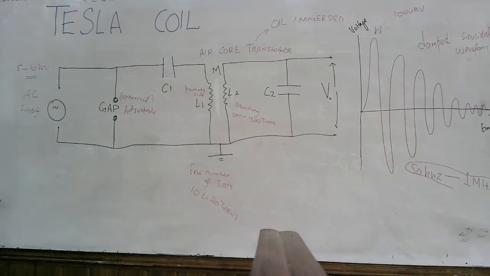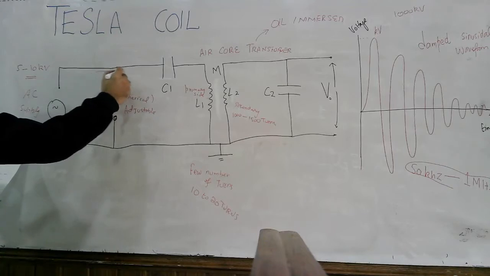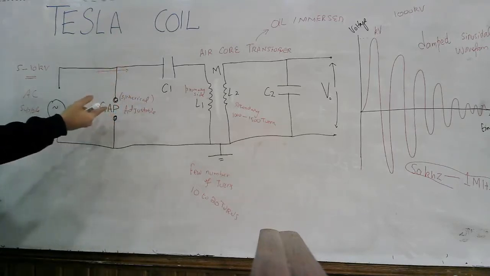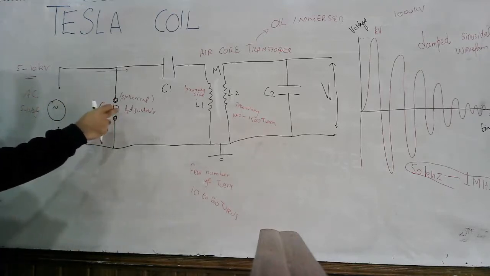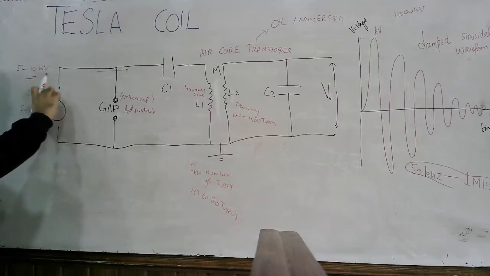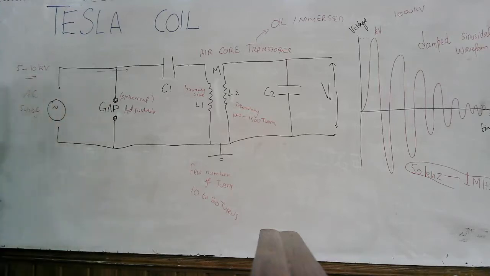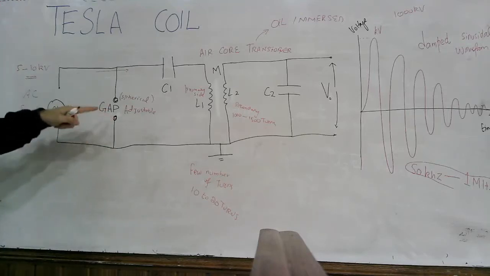So now let's understand how this Tesla coil is actually working. At the start, the current flows in this direction, because you have adjusted the spark gap. First you need to adjust this spark gap such that its breakdown voltage is more than the AC voltage you are going to supply here. So the spark gap is open circuit at the start.